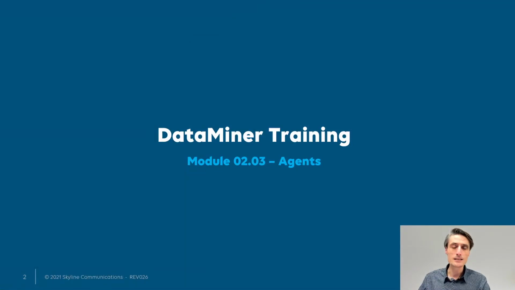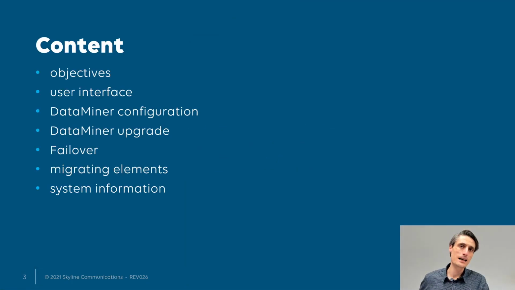All right, so the DataMiner agents. In this module, we will first take a look at the objectives and then dive into the user interface. In there, we will configure the DataMiner agents or the nodes that we'll find in there. So we will have a list of all our nodes or DataMiner agents in the cluster. There is some configuration we can do there. And of course, upgrading them. That is one of the main things we will look at as well.